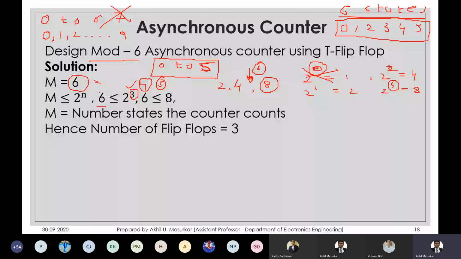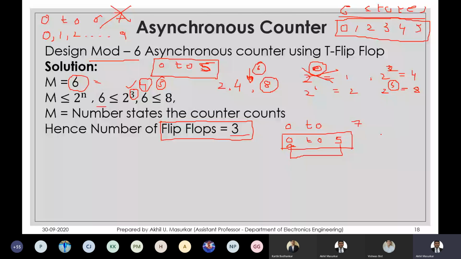Though this counter can count from 0 to 7 with 3 flip-flops, we are only going to count from 0 to 5. That means after 5, my system should again come back to 0. That is our objective. So this is what we have to actually do. Let's see how that can be done.